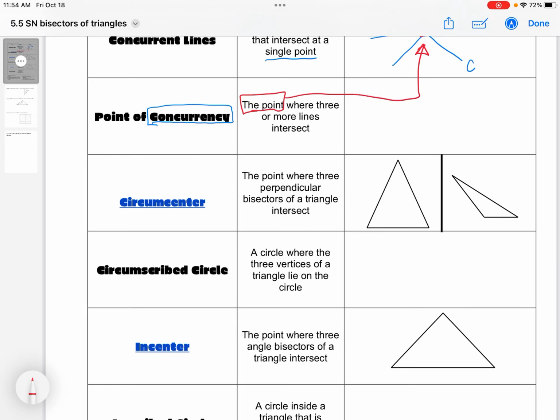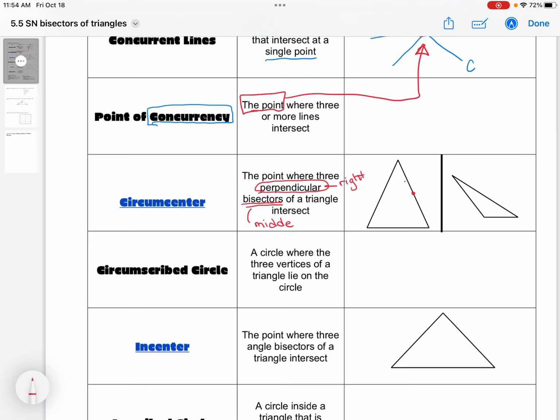So the first one is circumcenter. And the circumcenter is where perpendicular bisectors of a triangle intersect. So perpendicular bisectors are lines that are in the middle. Remember, bisector means cut in half. Perpendicular means right angle.